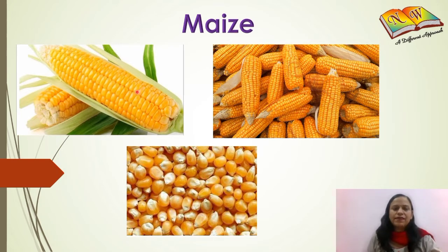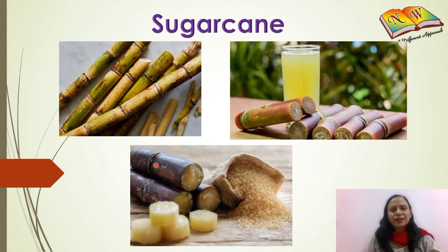This is a maize cob, and again, as you can identify from this, the seeds are edible here also. So in case of maize also, the seed is the edible part of this plant. The third plant we are going to talk about is sugarcane.